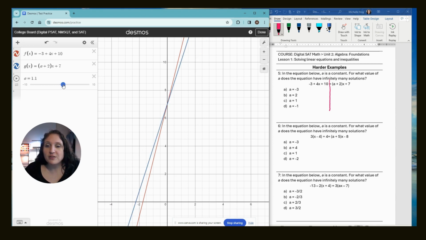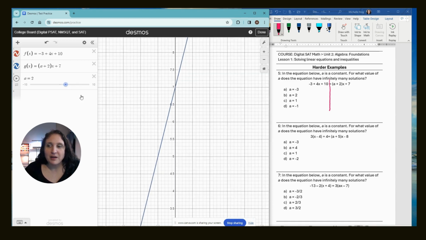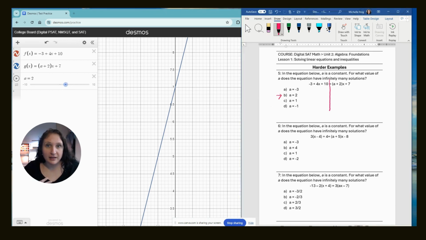So if I move it this way, I can see I'm getting super close to where I need to be. And then all of a sudden, they're one line. So if I go down to 1.9, I can see the red. If I go to 2 exactly, I don't see it anymore. And if I go to higher than 2, I see the red again. So I know that in order for them to be infinitely many, it needs to be 2. So that's my answer. Choice B, A equals 2.